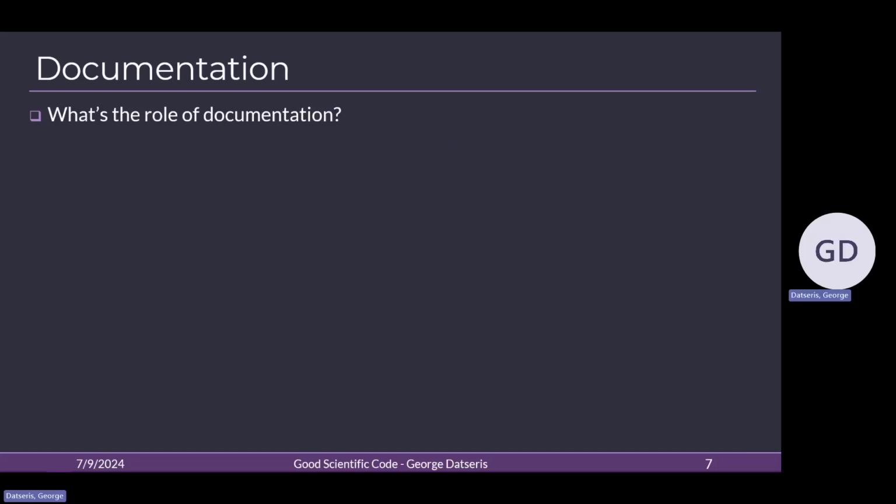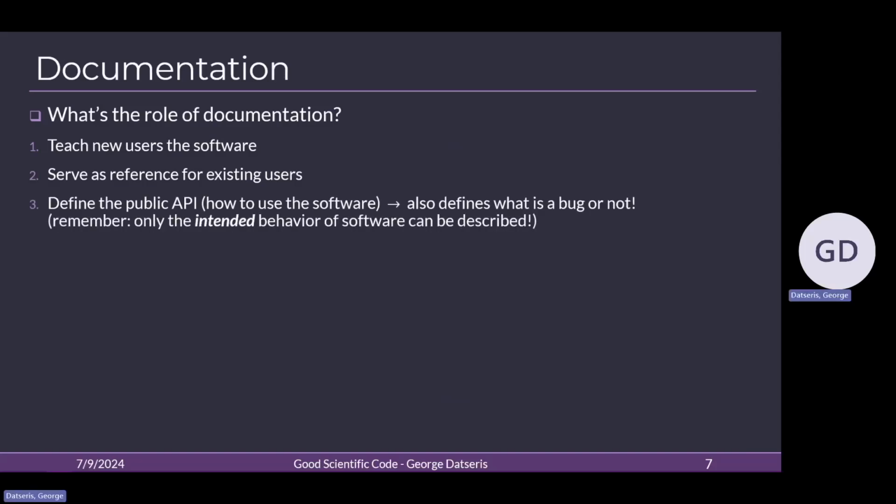Its purpose is multifaceted, because on one hand, documentation is really to teach a new user how to use this software. But of course, it is also a reference for existing users on where to find the thing they need. Now, something that many people might not know is that the documentation defines the public API. API simply means how you use the software, right?